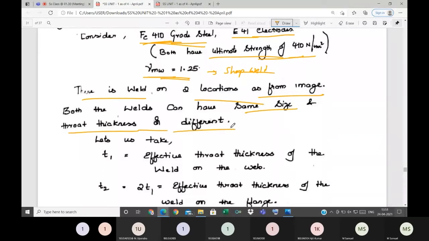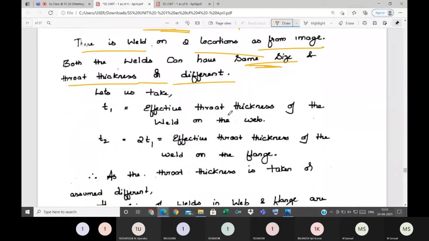Both welds can have the same size, or the throat thicknesses can be different. As I told you, you can take the flange weld and web weld of the same throat thickness, or different. If the throat thickness changes, the size of the weld also changes. It's your wish. So to make this a little complicated, I try to take different throat thicknesses. See, the effective throat thickness of the web weld, let's take T1. And the throat thickness of the flange is taken as two times the web throat thickness, 2T1.